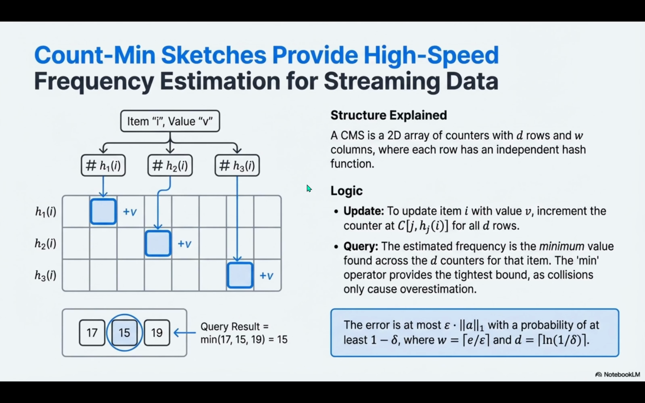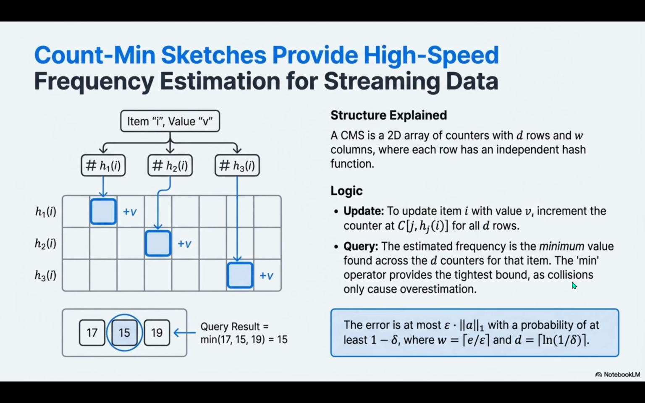And the structure is different, right? It is. It's a two-dimensional array of counters. Think of it like a grid, maybe D rows by W columns. Each row uses its own independent hash function. So when a new item comes in, you update it across all the rows. All D rows, correct. You increment the corresponding counter in every single row. Okay, so then to query it, to estimate the count, you check all the rows again. You do. And you always take the minimum value you find across those D counters.